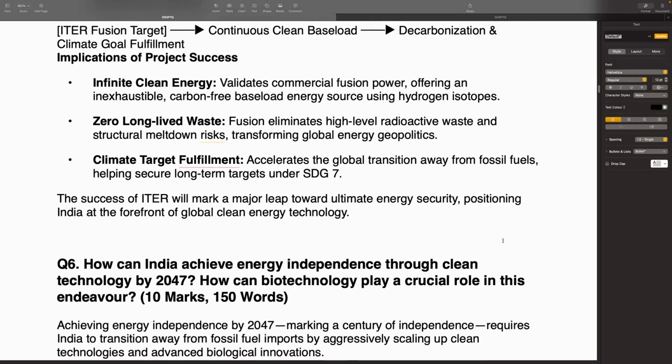Implication of project success: infinite clean energy, validates commercial fusion power, offering an inexhaustible carbon-free baseload energy source using hydrogen isotopes. Zero long-lived waste: fusion eliminates high-level radioactive waste and structural meltdown risk, transforming global energy geopolitics. Climate target fulfillment: accelerates the global transition away from fossil fuels, helping secure long-term targets under SDG 7. The success of ITER will mark a major leap towards ultimate energy security, positioning India at the forefront of global clean energy technology.